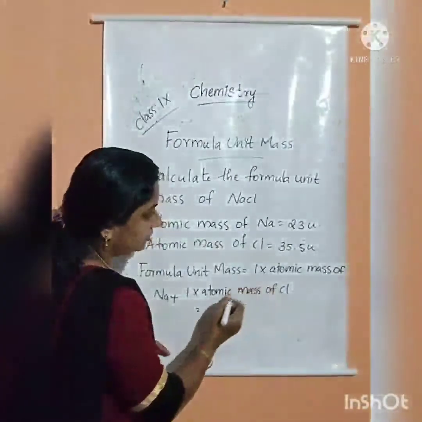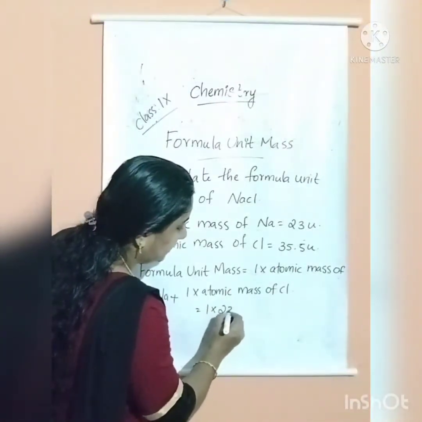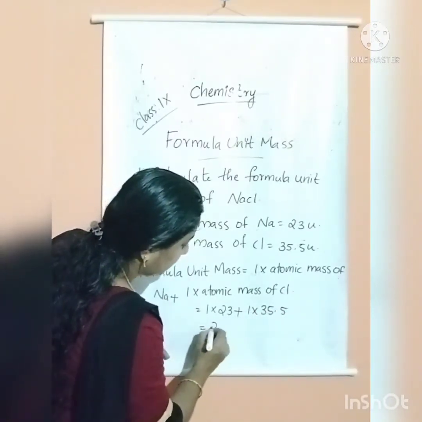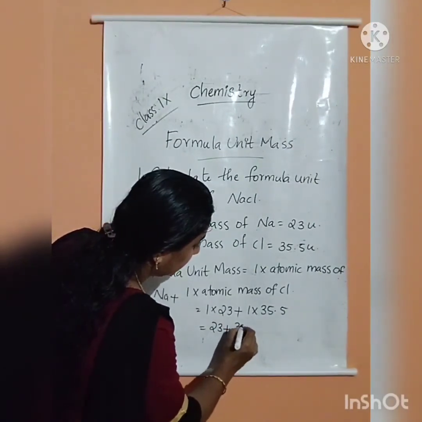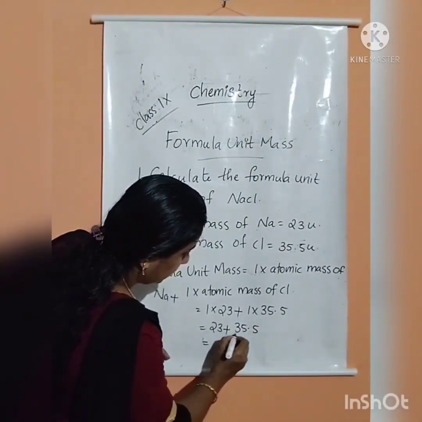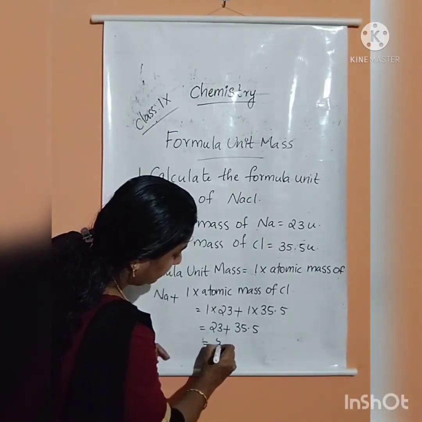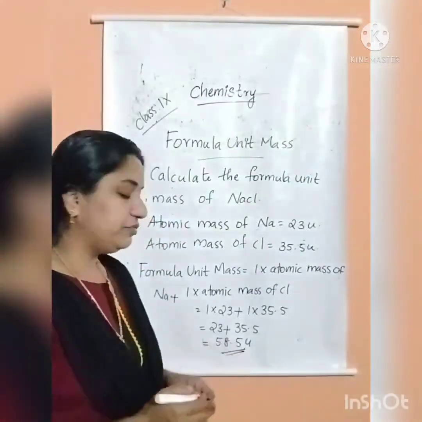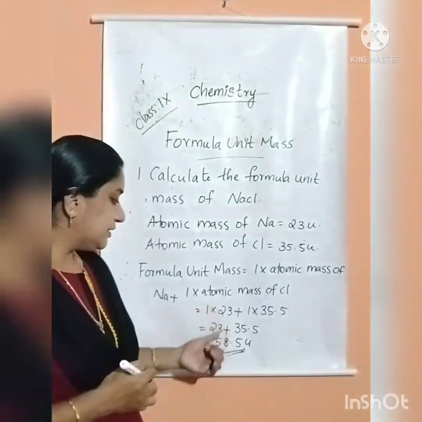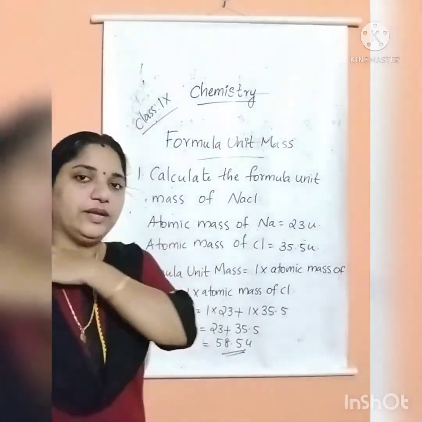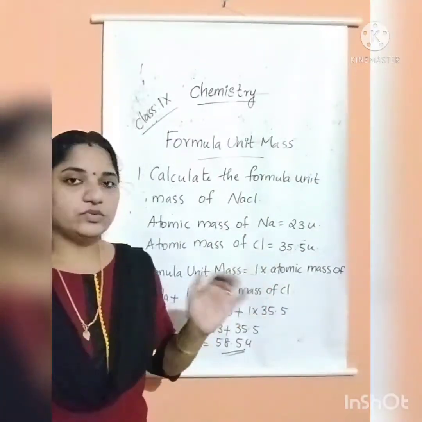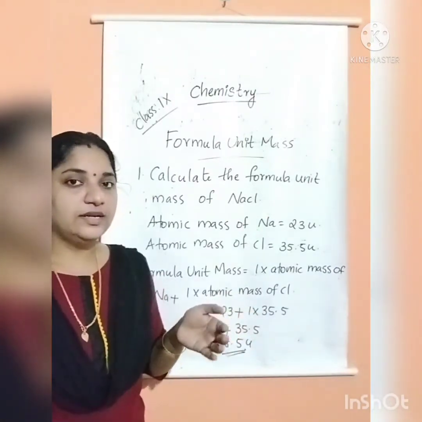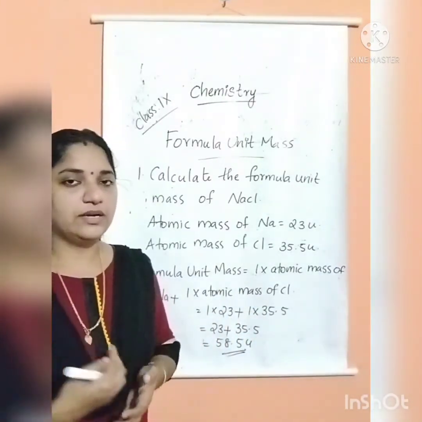Then we will give the values. 1 into 23 plus 1 into 35.5. That is 23 plus 35.5, that is 58.5 atomic mass unit. This is the formula unit mass of sodium chloride. Formula unit mass is used for ionic compounds. Calcium chloride is another ionic compound. Magnesium chloride is also another ionic compound.